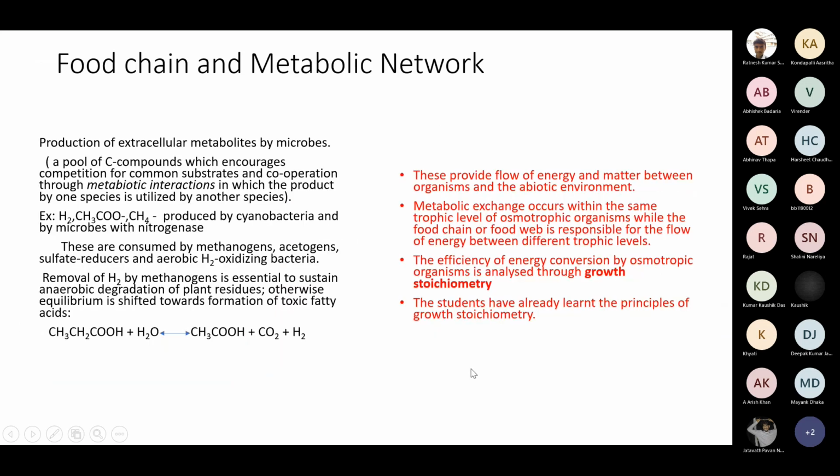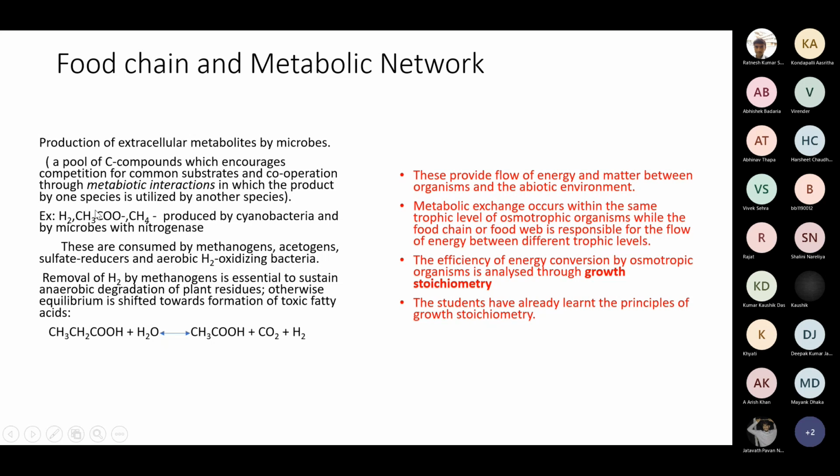Now, within these ecosystems, at every trophic level, there is a very complex food chain and a metabolic network which also exists. Because the larger structures we have already seen, like the producers, the primary consumers, and the secondary. But at every trophic level, if you just look at the primary consumer level, you will see that there is a lot of crosstalk happening between these organisms. And these are also equally important for an ecosystem to function properly.